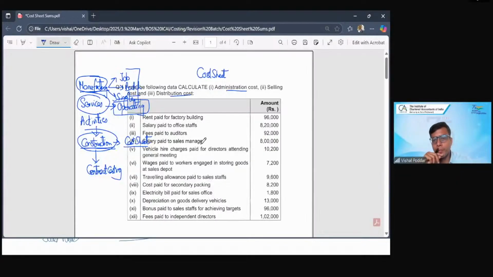So I give you 10 minutes. I'll also take a short break. In that, identify the items, categorize them into administration cost, selling cost or distribution cost, and make a total. Fine. I'll give you 10 minutes.